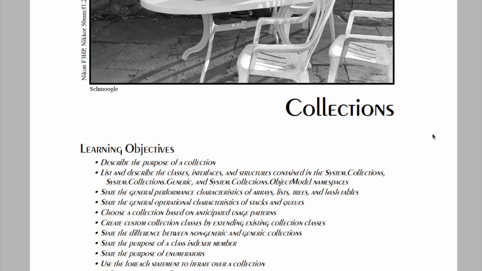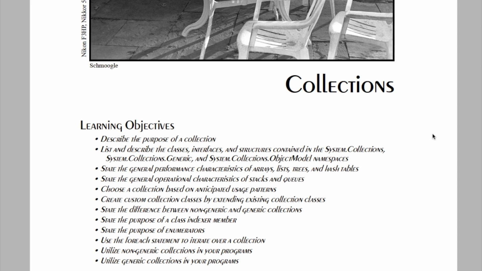Okay, learning objectives. Describe the purpose of a collection. List and describe the classes, interfaces, and structures contained in the System.Collections namespace, in the System.Collections.Generic namespace, and System.Collections.ObjectModel namespaces. State the general performance characteristics of arrays, lists, trees, and hash tables. State the general operational characteristics of stacks and queues. Choose a collection based on anticipated usage requirements, etc., etc.